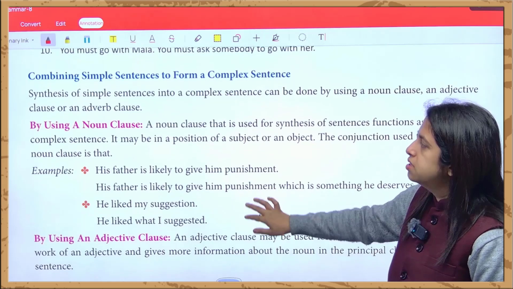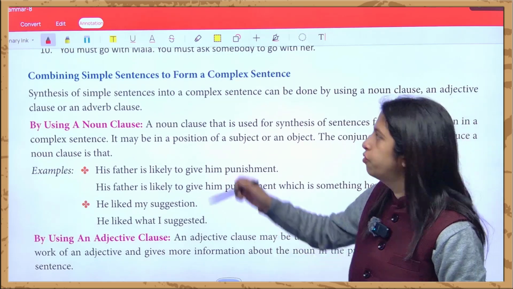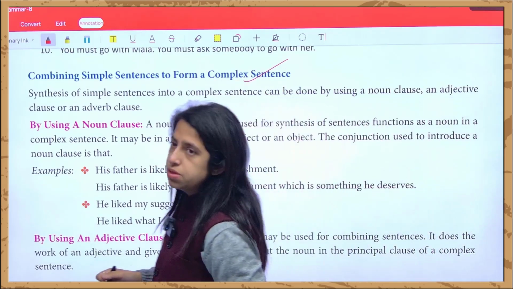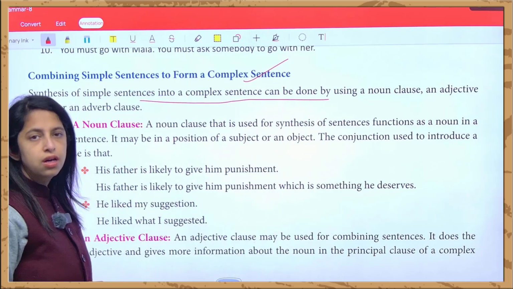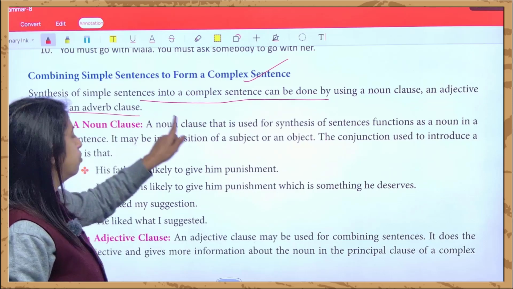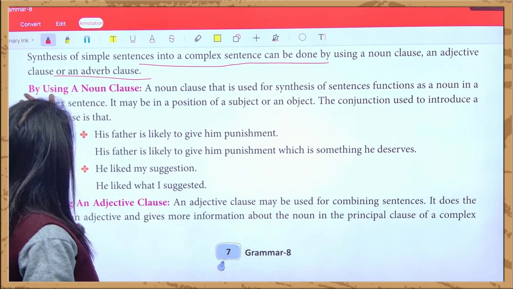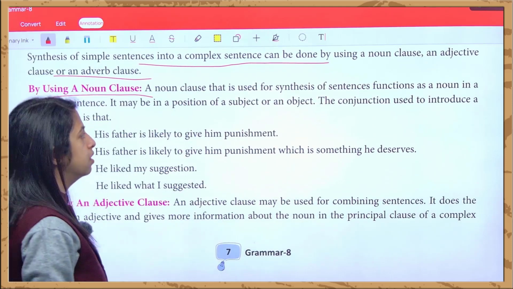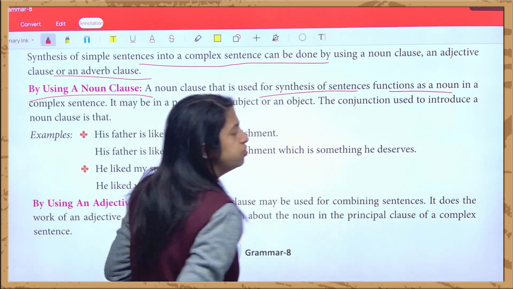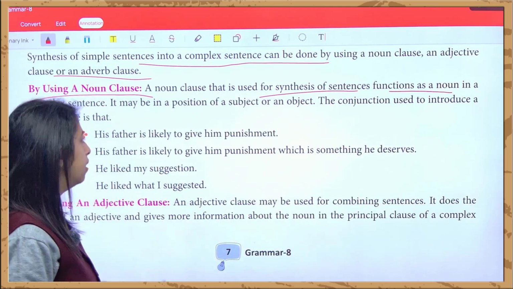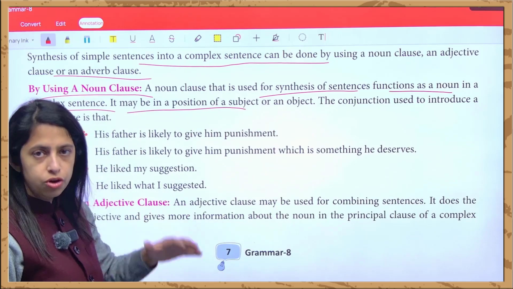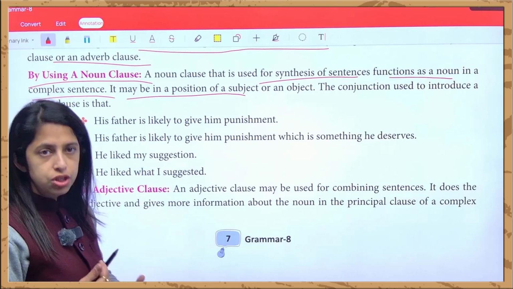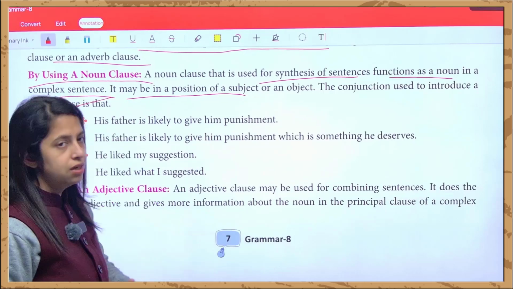Moving on to the next is how you can combine simple sentences into complex sentences. अब simple sentence जो है complex sentence को it can be done by using a noun or you can say an adjective clause or you can say adverb clause, right? By using a noun clause की अगर हम बात करें, used for the synthesis of sentence, it functions as a noun, जिसमें noun है complex sentences में maybe in the position of a subject or you can say object. जो conjunction use होते हैं they are used to introduce that noun clause in that.